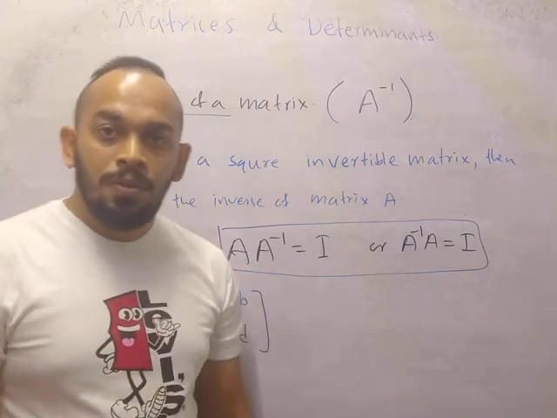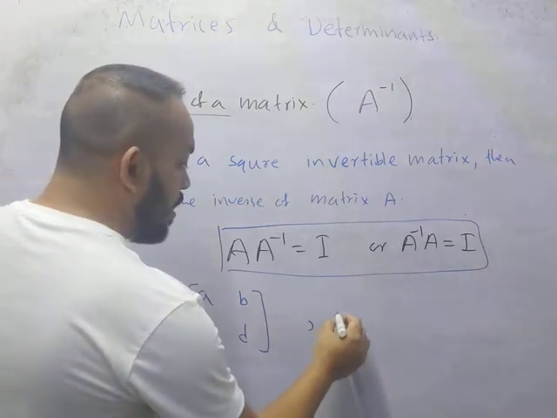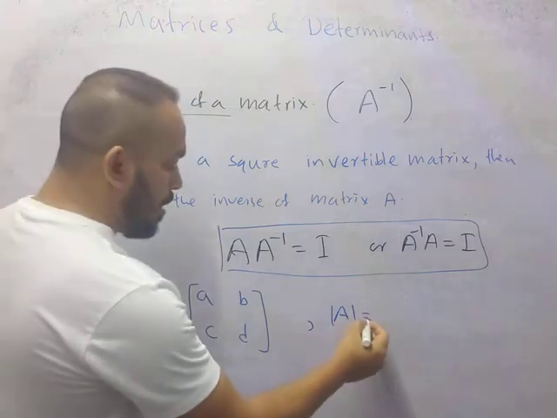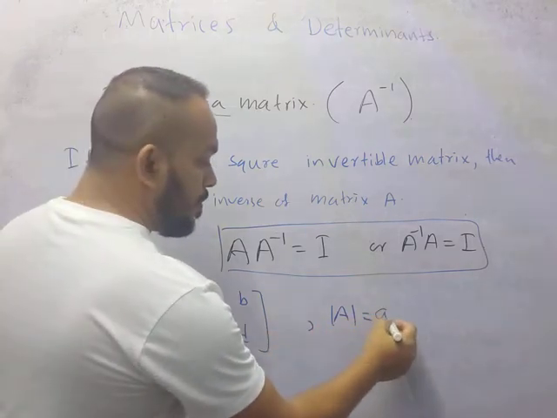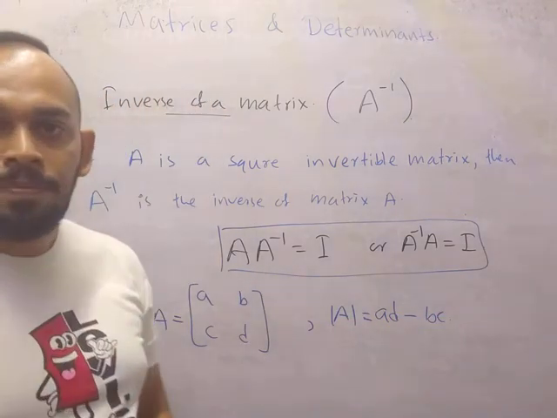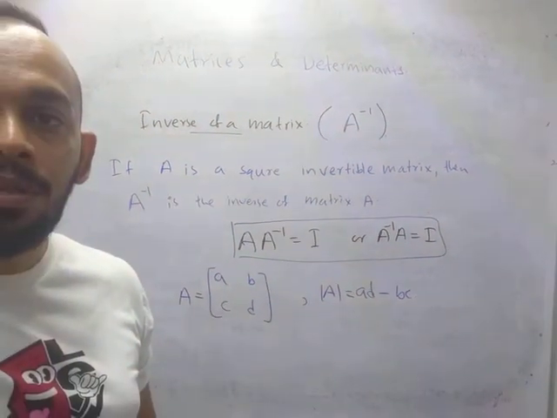First thing you find is the determinant of A. The determinant of A is AD minus BC. This is why we learn the determinant before the inverse of a matrix.